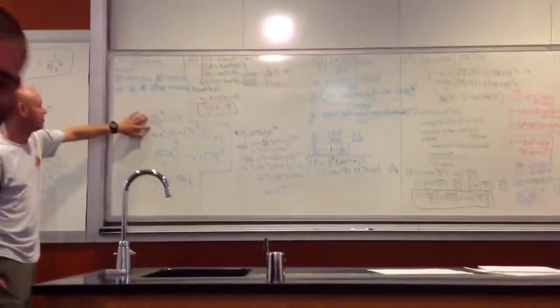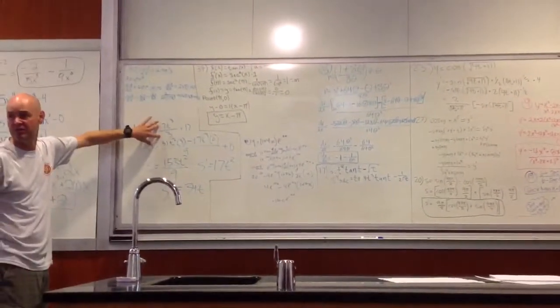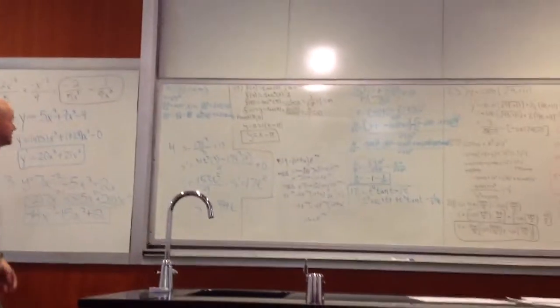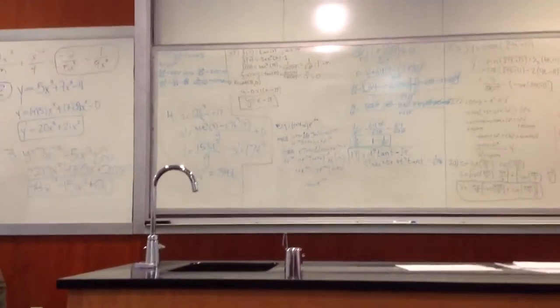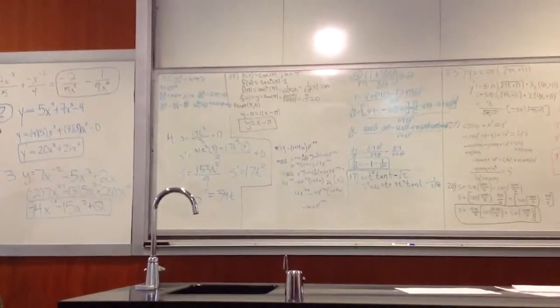Number 4. Again, I would not do quotient rule here. Just make this 17/3 t to the 3rd power and just go. Yeah, this is not wrong. In fact, let's see. Yeah, it's right. It should be 17t squared.